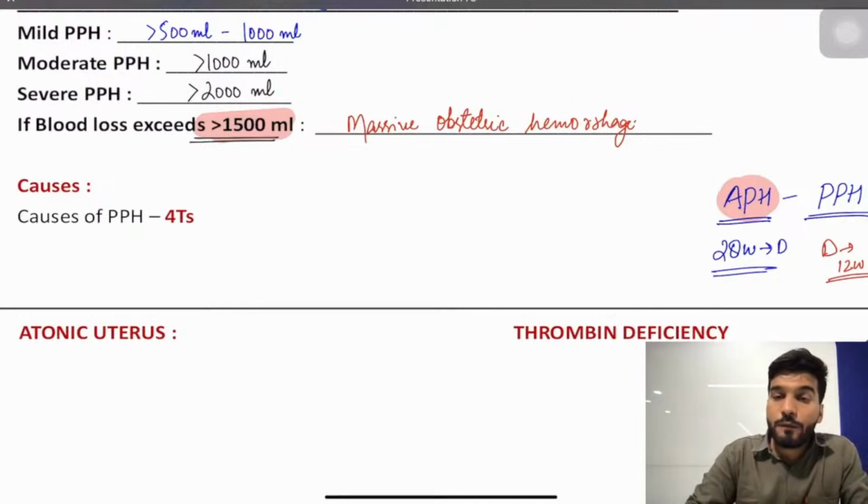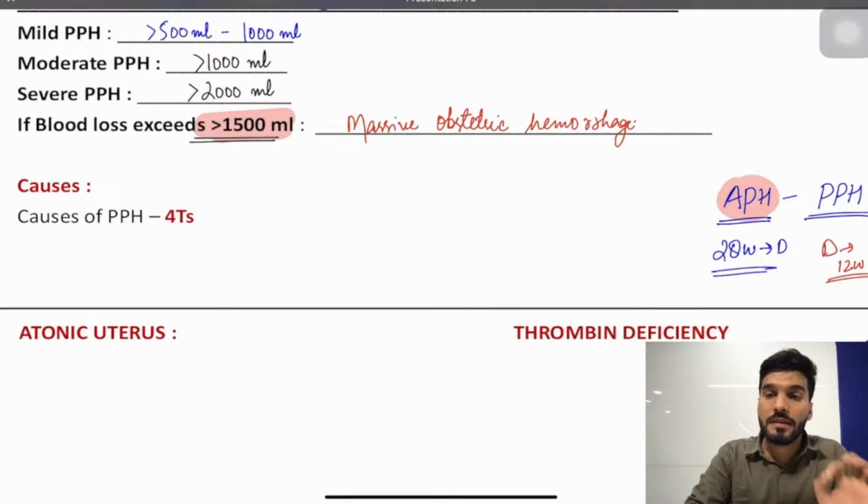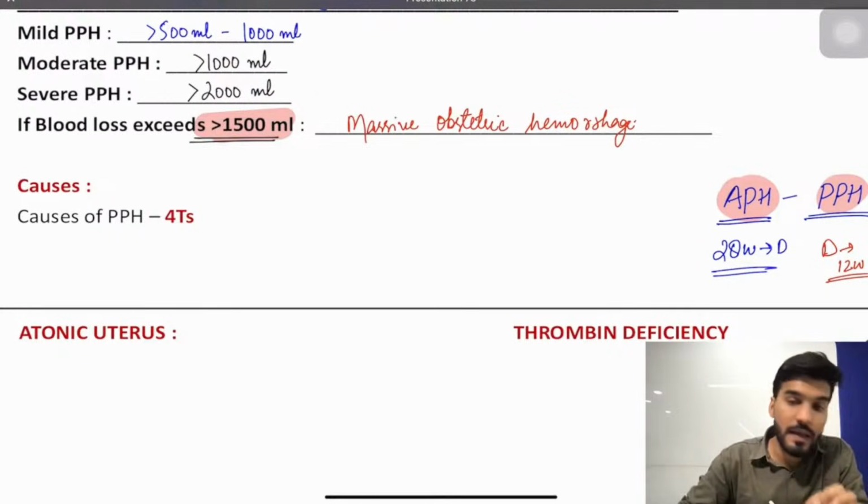Now what can be the reason for this antepartum hemorrhage? It can be placental causes like placenta previa, vasa previa, abruptio placenta, or local causes like fibroid, polyps and all, and time should be 28 weeks till the delivery. After that, if the bleeding occurs, then the classical answer is postpartum hemorrhage. Till how long? Till 12 weeks. Is that clear?